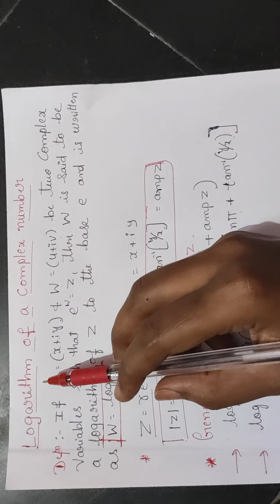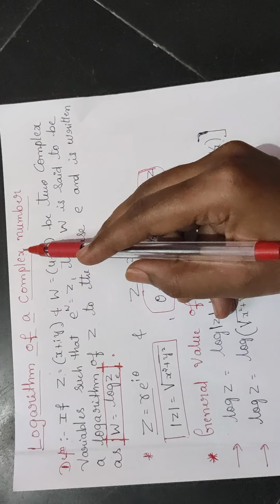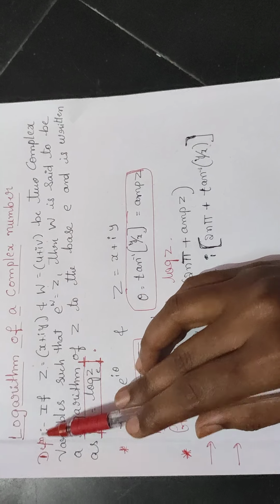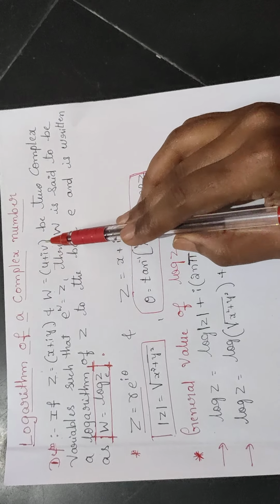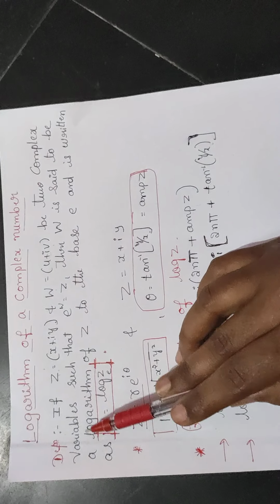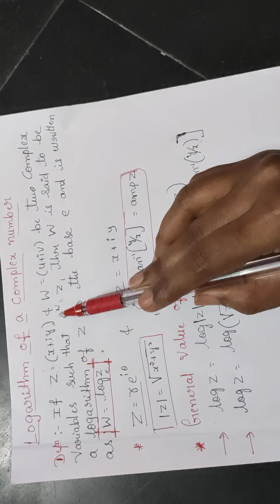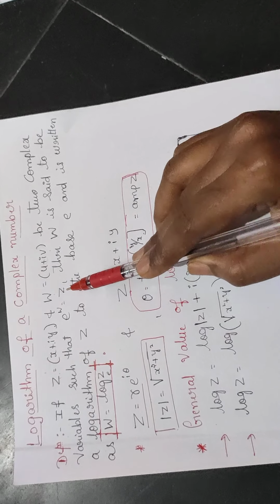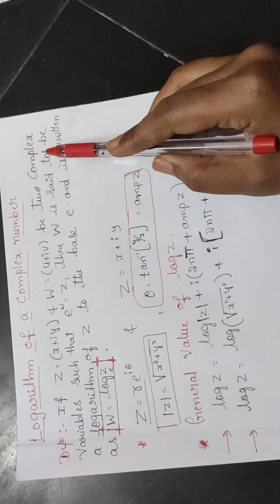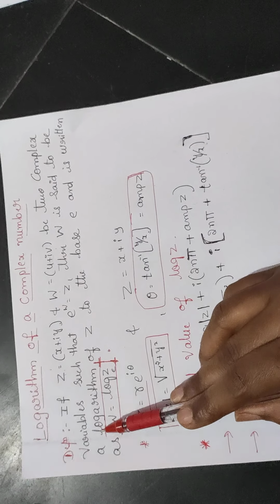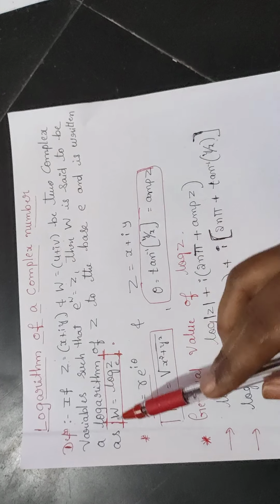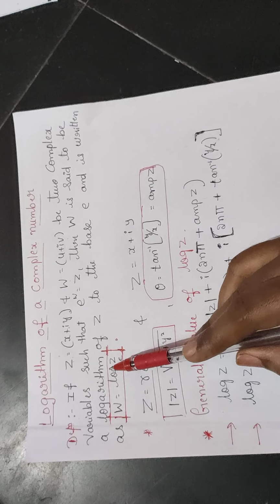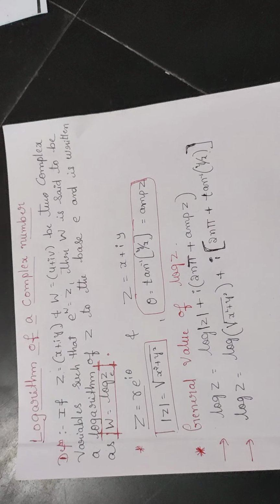In this video, let us discuss logarithm of a complex number. Definition: if z is equal to x plus iy and w equal to u plus iv be two complex variables such that e power w is equal to z, then w is said to be a logarithm of z to the base e, and it is written as w is equal to log z base e.